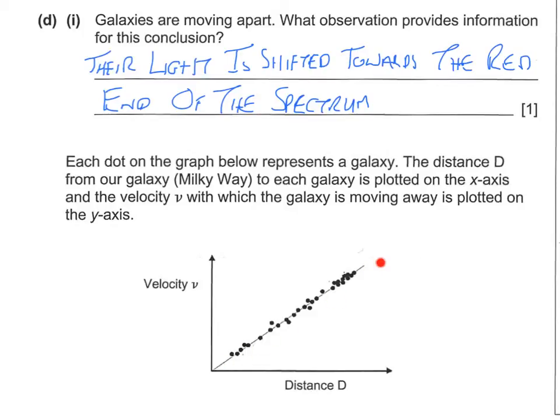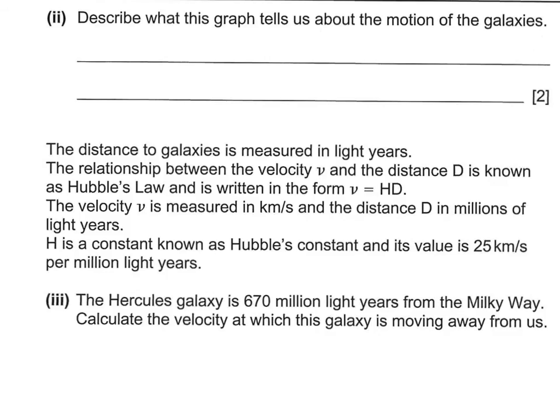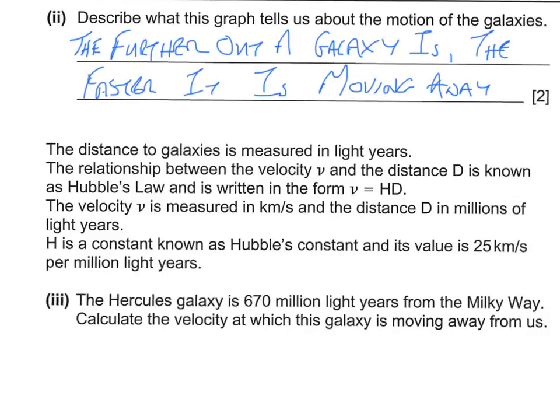The distance and the velocity are related, and that makes sense if the close galaxies came from a certain place and the further away galaxies came from the same place. The high speed ones would take the same amount of time to reach a greater distance, and the very high speed ones would take the same amount of time to reach an even greater distance. So that's why we're getting this proportionality. Describe what this graph tells us about the motion of the galaxies. Okay, so the further out a galaxy is, the faster it is moving away.